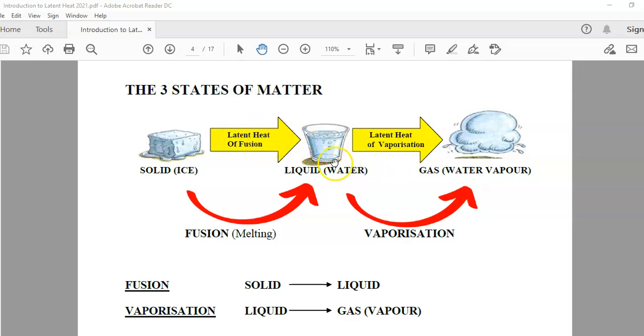Similarly, the energy needed to change the state of a liquid into a gas, for example, liquid water to water vapor, that energy needed to cause that change of state without a change of temperature is known as latent heat of vaporization. Vaporization being the process of converting a liquid into a gas.